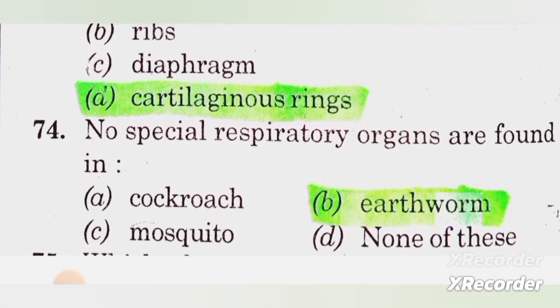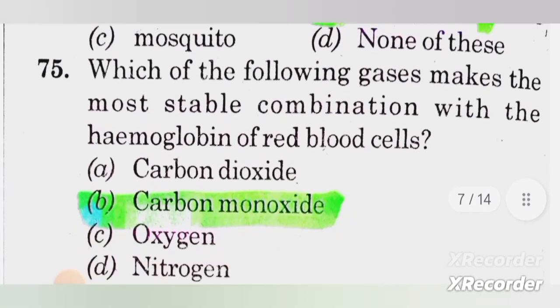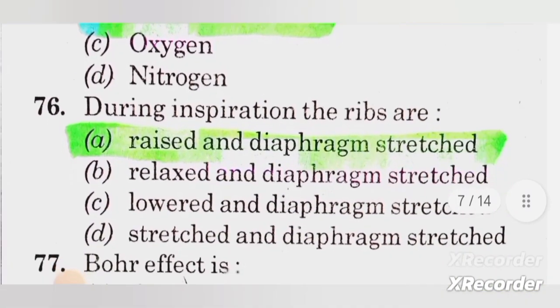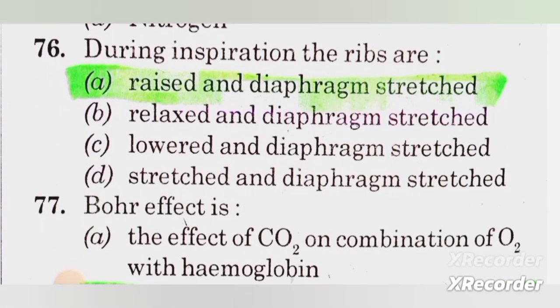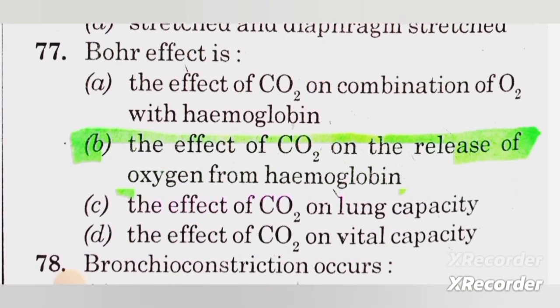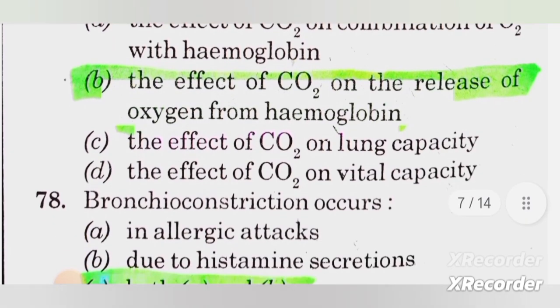74. No special respiratory organs are found in answer B, earthworm. Next, 75. Which of the following gases makes the most stable combination with the hemoglobin of red blood cells? Answer B, carbon monoxide. Next, 76. During inspiration, the ribs are raised and diaphragm stretched. Next, 77. Bohr effect is answer B, the effect of carbon dioxide on the release of oxygen from hemoglobin.